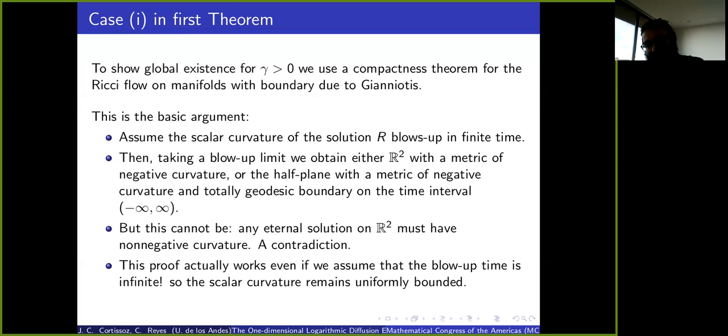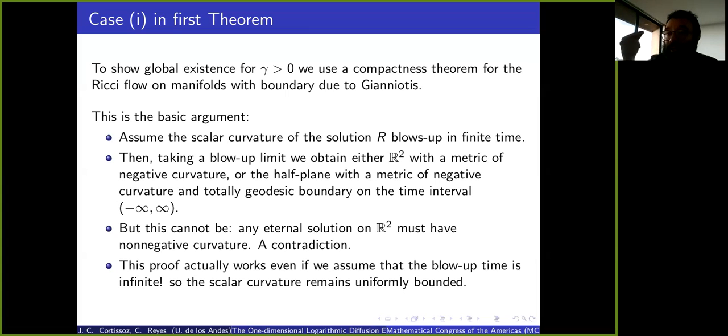And what's interesting about this proof is that it not only shows that the solution cannot blow up in finite time, it doesn't. The curvature does not blow up in finite time, it does not blow up in infinite time either. The conformal factor might blow up in infinite time, because I'll show you how you get the conformal factor from the curvature.